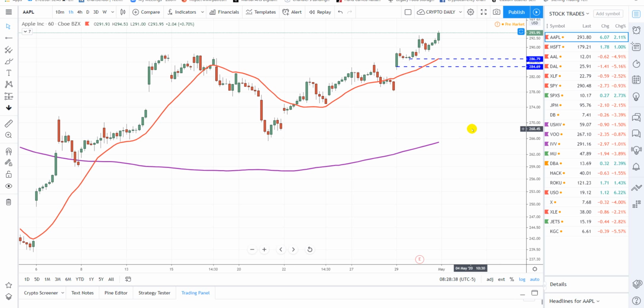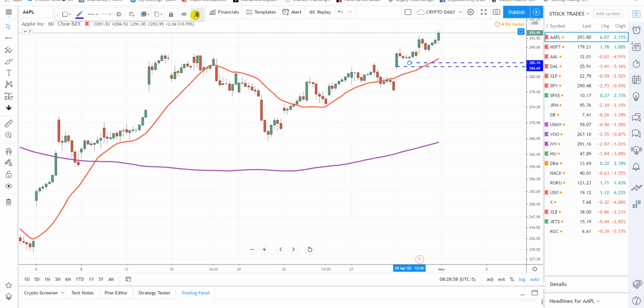Okay, guys, here we go. It's Friday, May 1st, 2020, and the market's open here in about a minute. And we're looking at Apple. It's trading about 186 now.